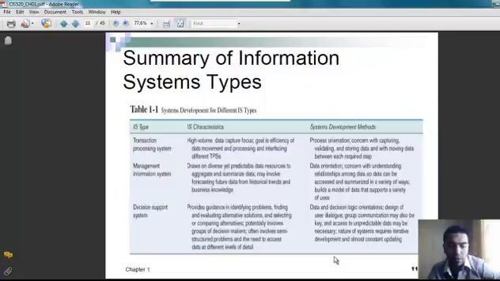Summary of information system types. Transaction processing system characteristics: high volume data capture. The goal is efficiency of data movement and processing, and interfacing different TPSs.